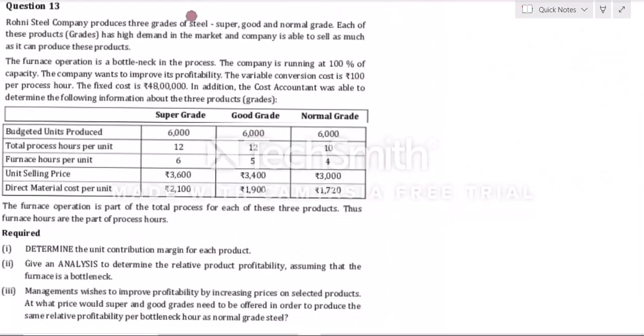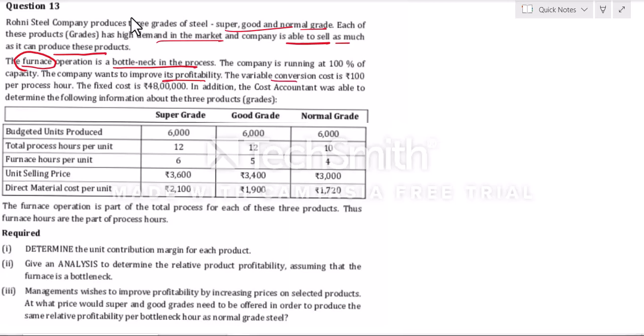Rohini Steel Company produces 3 grades of steel: super, good and normal grade. Each of these products has high demand in the market and the company is able to sell as much as it can produce. So there is no maximum demand limit. They can sell whatever they produce. The furnace operation is the bottleneck process. So they have an operation called furnace and it is a bottleneck resource. The company is running at 100% capacity. The company wants to improve its profitability.